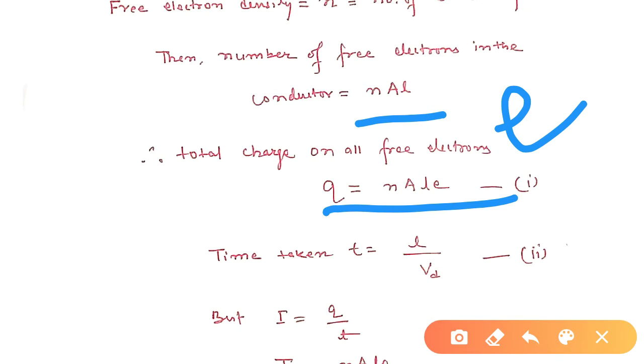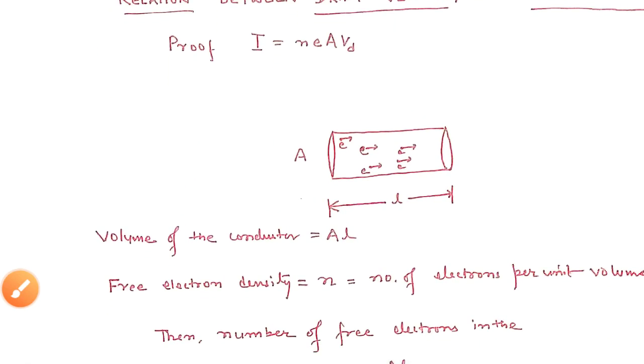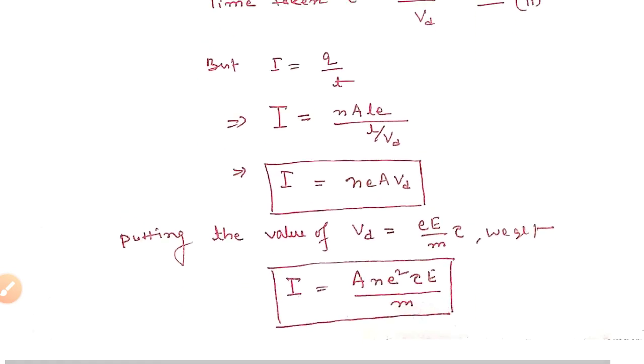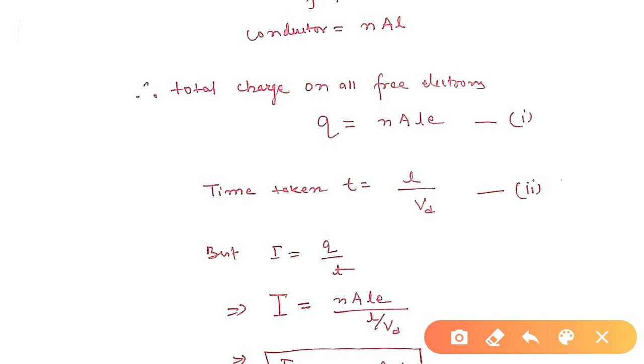Now current is flowing through this section of this small piece of wire. So the charge will definitely leave this section. So what will be the time taken by all this charge to leave this section of wire? There is a very basic formula: time is equal to distance by velocity, L divided by Vd. Here L is the length of that small section of wire, and the velocity is the drift velocity.